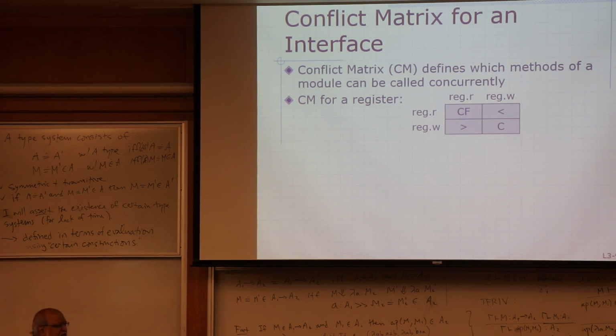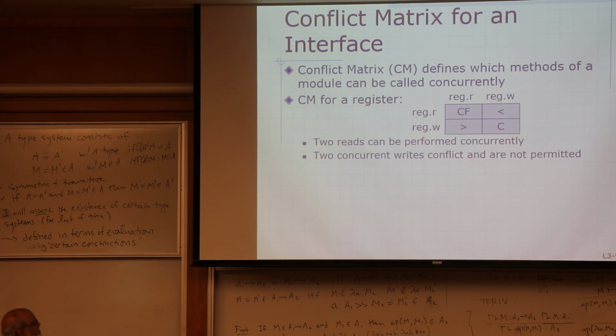So what is the conflict matrix for a register? Can you perform 2 reads concurrently? Yes. Can you perform 2 writes concurrently? No, so that's clearly a conflict. And when, in the same clock cycle, you read the register as well as write it, what is the effect? You read the current value and the written value will appear in the next cycle, right? So that's like saying that read happens before write. If you do them simultaneously, the effect is as if read happened and then write happens.